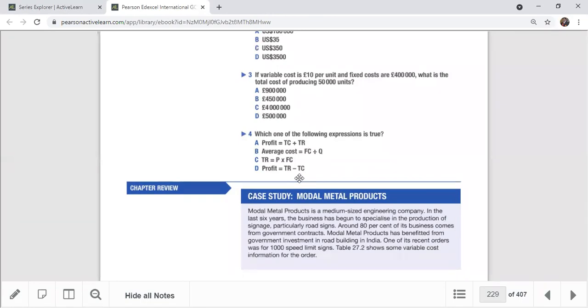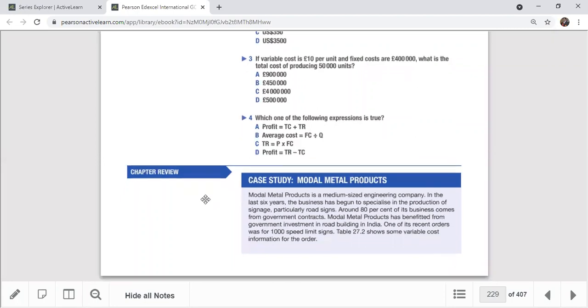Now we are going to a chapter review question also. The question here, Model Metal Products. Model Metal Products is a medium-sized engineering company. In the last 6 years, the business has begun to specialize in the production of signage, particularly road signs. Around 80% of this business comes from government orders. That's very important to note down, because 80% of their business is government contracts, because road signs and everything, normally the private sector is not doing.